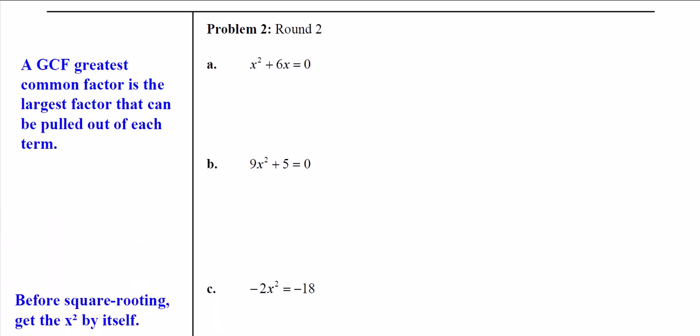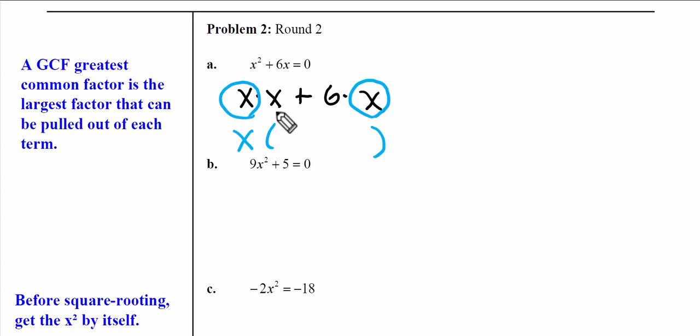But what we do note is that they both have an x. So if I go pre-algebra style and break this down, x squared is an x and an x, and 6x is 6 times x. We note that each of these has an x. This would be the greatest common factor. So I'm going to pull out this x and count it once, and whatever is left over goes inside. And don't forget that this is all equal to 0.